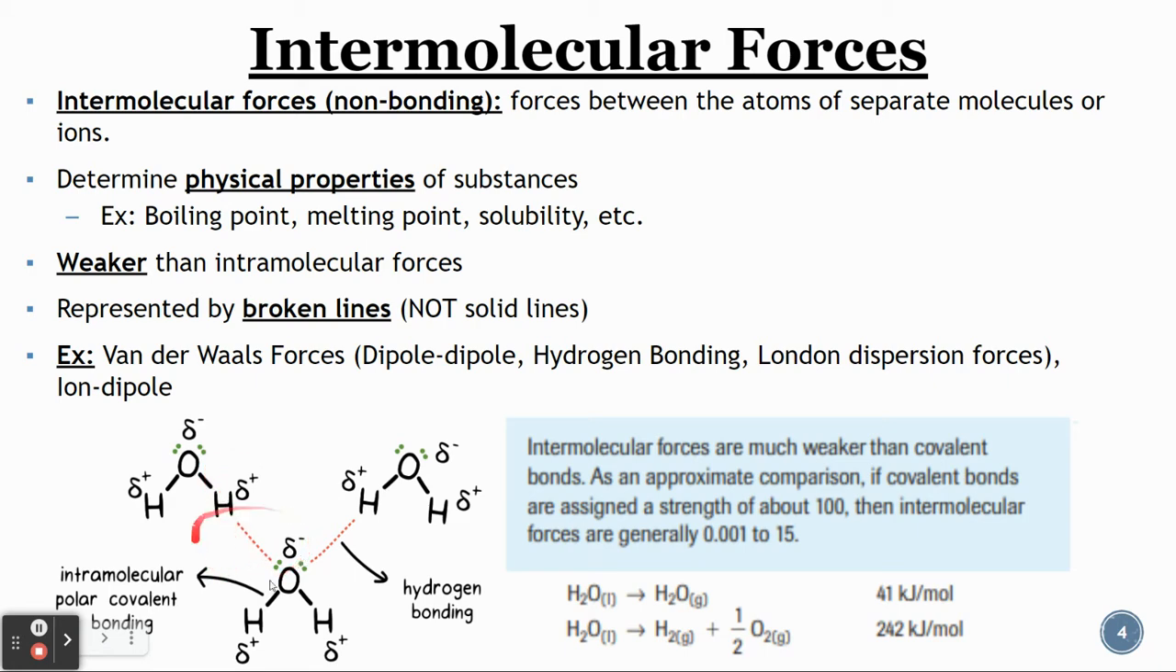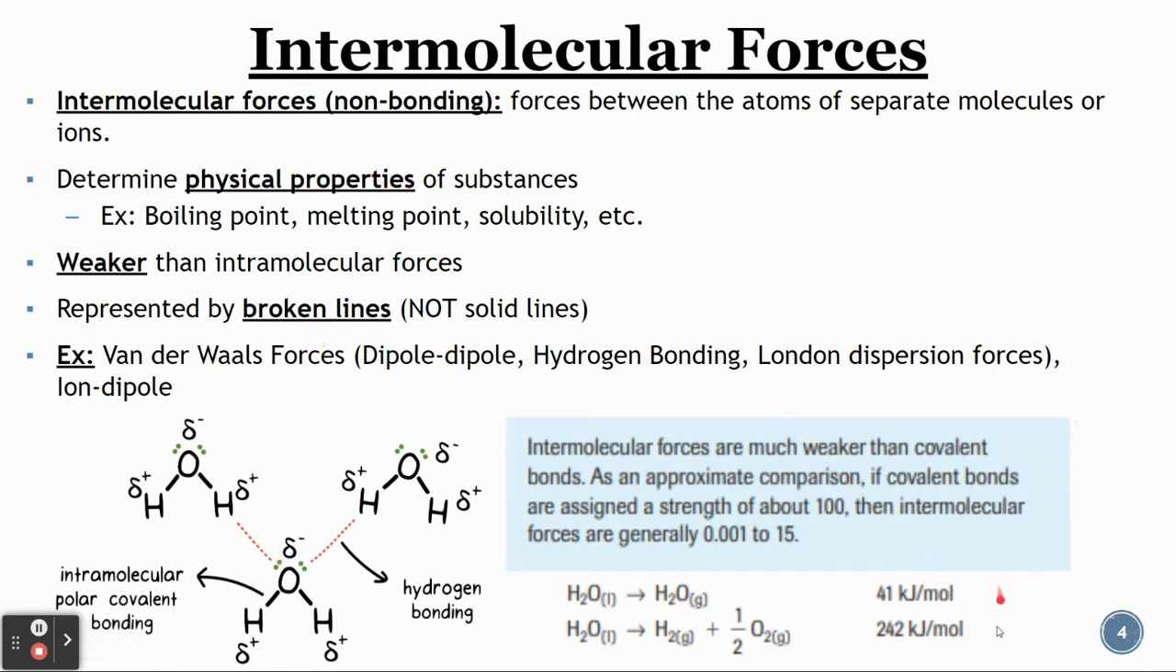And we'll learn later on, this is actually called a hydrogen bond, but that's a specific example. So we usually represent it by a dotted line. And the reason we represent it by a dotted or broken line as opposed to a solid line is because these intermolecular forces are weaker than the intramolecular forces.